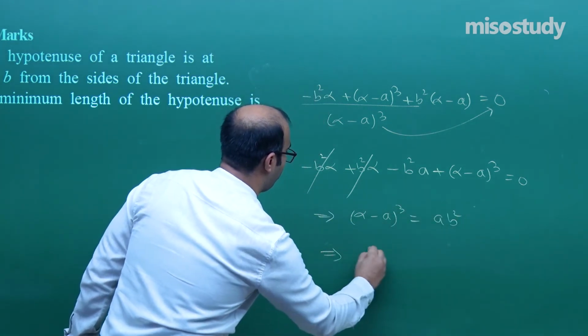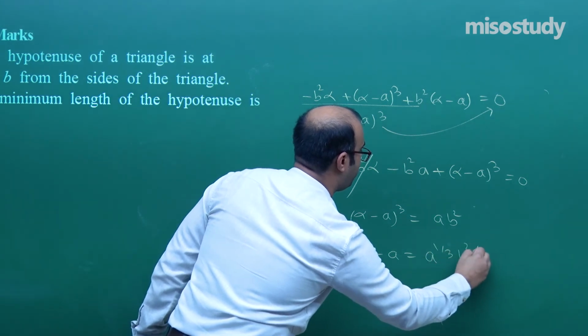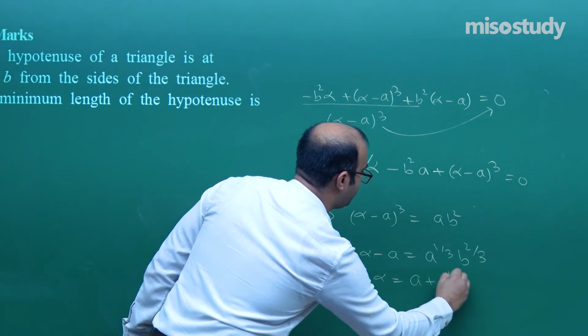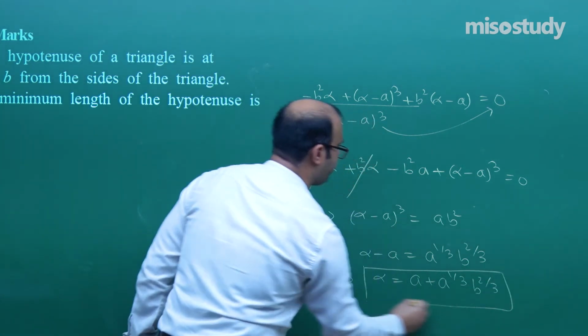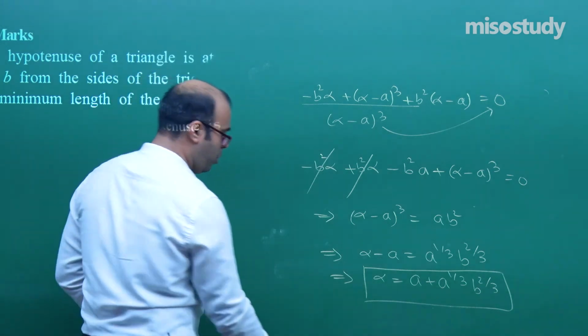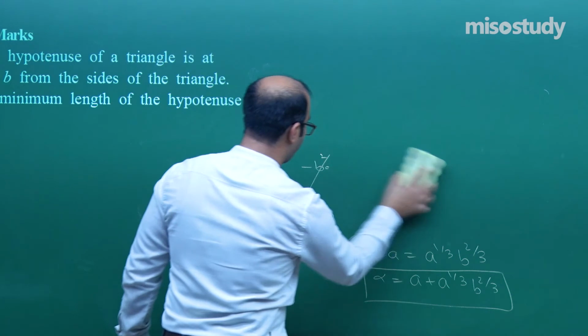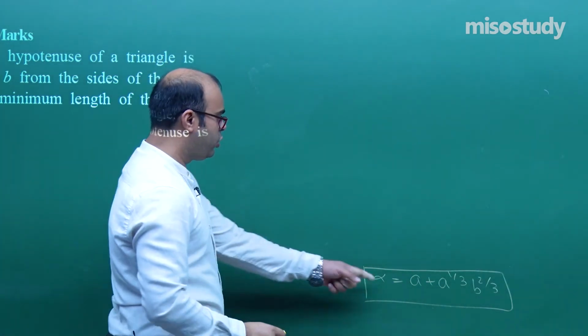So what we can say, alpha minus a is equal to a to the power 1 by 3, b to the power 2 by 3. So alpha is equal to a plus a to the power 1 by 3, b to the power 2 by 3. Okay, students, so we got this value of alpha. Okay, no problem. We might have been doing the correct way earlier also. No issues. No extra problem in doing some extra calculation.